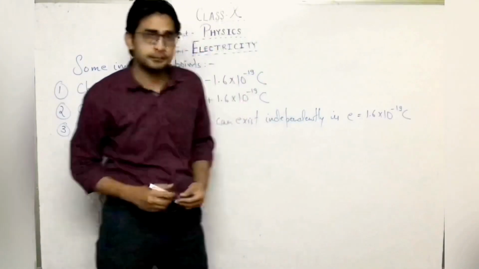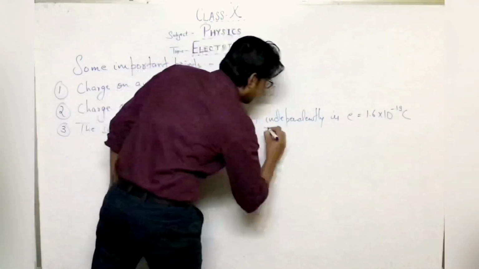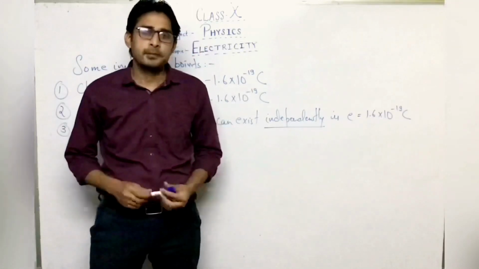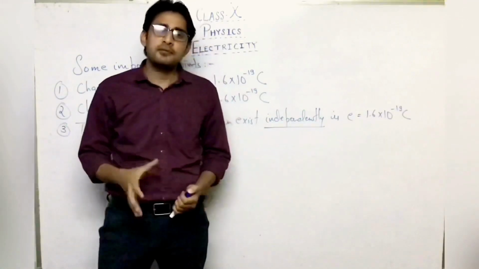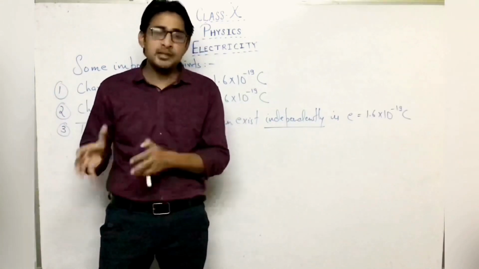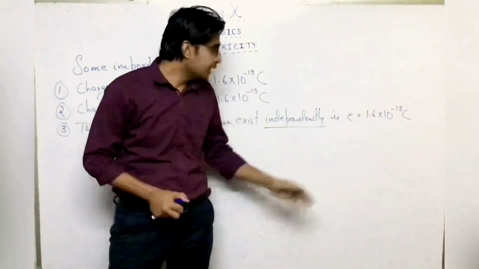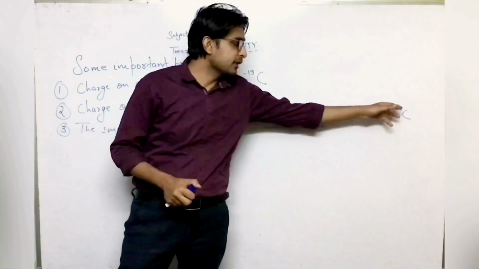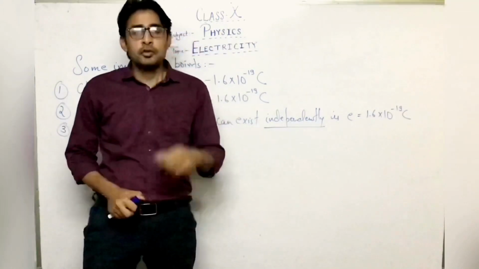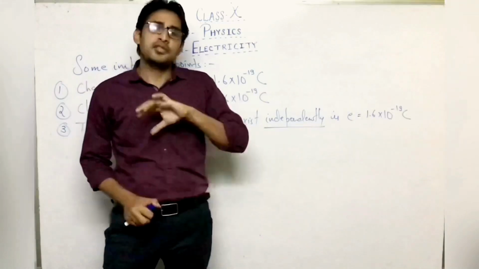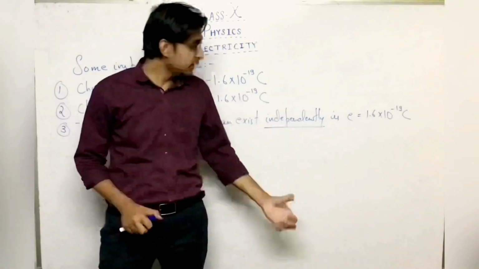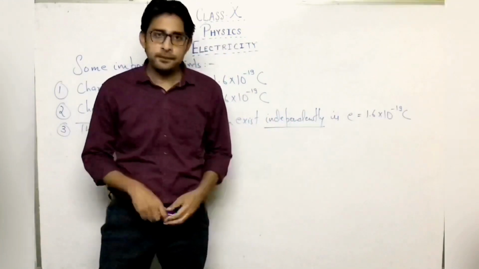What does this mean? This word is important: independently. It means that the smallest charge which can exist in nature has a numerical value 1.6 into 10 to the power minus 19 coulomb, and is independent. It does not depend on other things. So if we want to transfer a charge from one body to another, the minimum charge we can transfer is this. Okay?